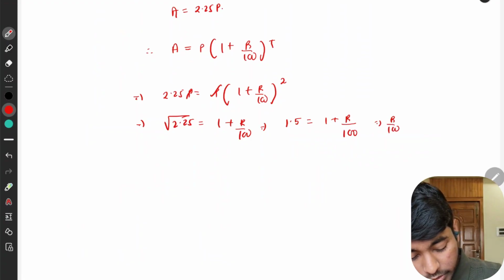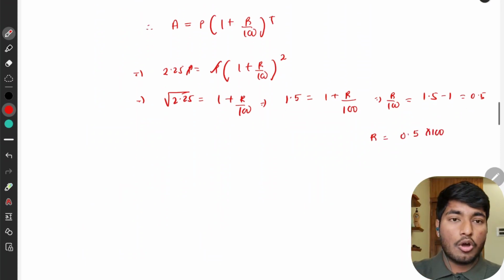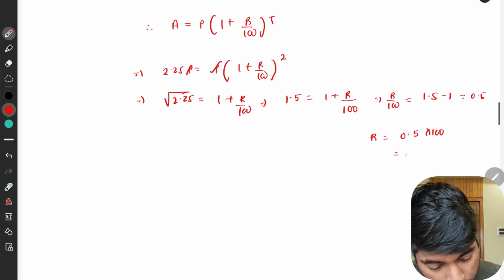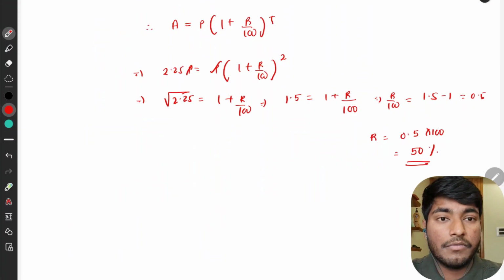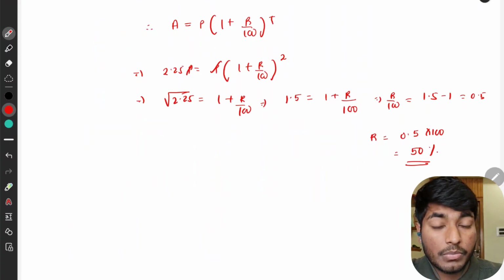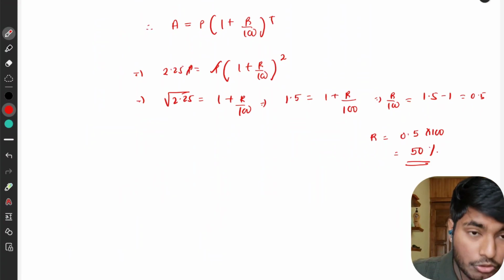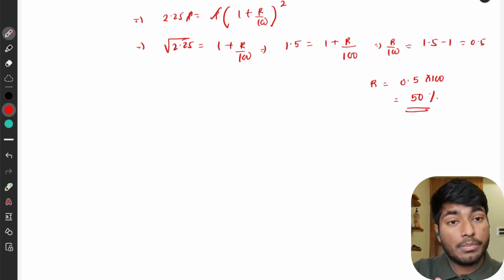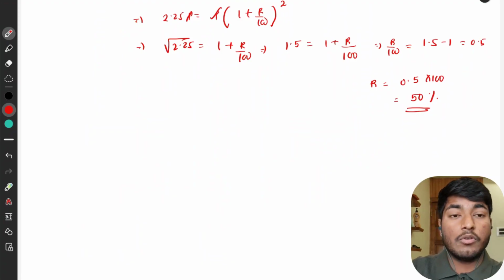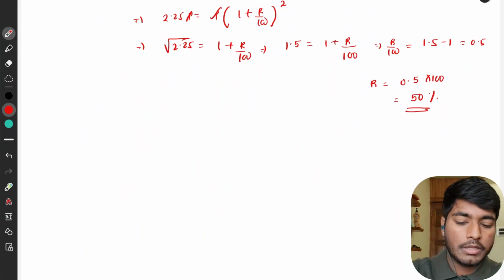So 1.5 is equal to 1 plus R by 100. So R by 100 is equal to 1.5 minus 1, that is equal to 0.5. So R is equal to 0.5 into 100, that is equal to 50%. What is the rate of interest? 50% rate of interest. Remember that this is a very huge rate of interest. Just see, let's say I have taken 1000 rupees from you and I am giving you 50% as interest. I am giving you 500 rupees extra. That is too high.